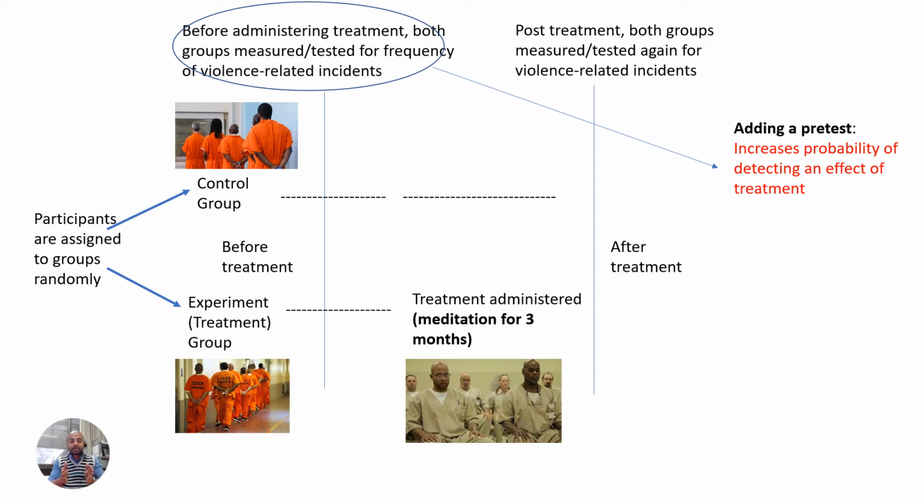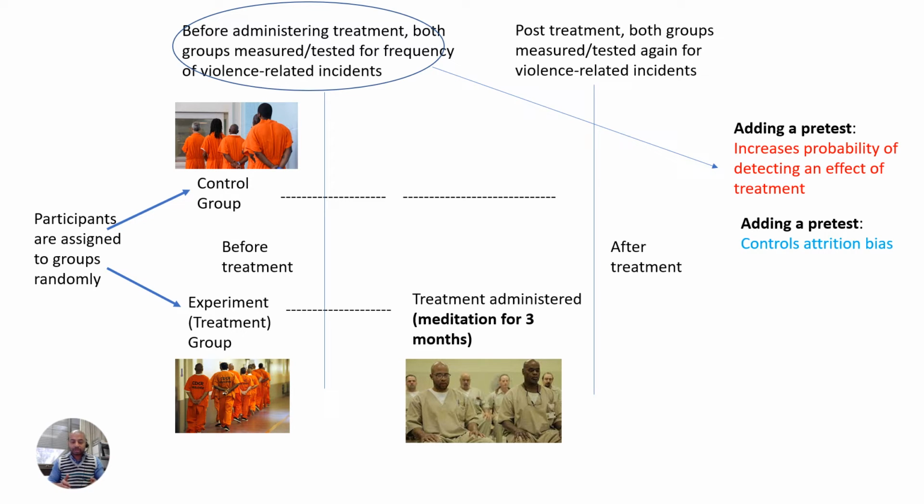So you can see by comparison if the number of violence related incidents before the treatment was more than after the treatment, and that makes you quite confident that the meditation treatment being administered is the reason why the violence related incidents went down in the treatment group. So you can establish a direct correlation. Adding a pretest also controls the attrition bias. So what is attrition bias?